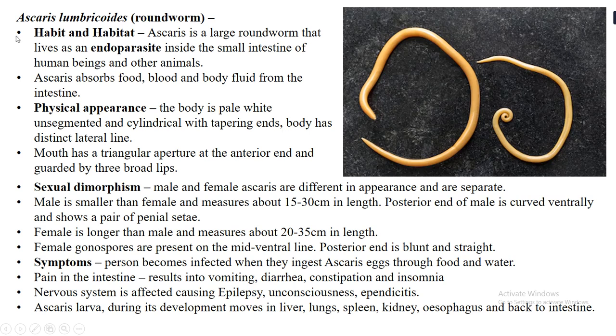The next one is Ascaris lumbricoides, which is also called roundworm, and this is also an endoparasite. It lives in the small intestine of human beings and other animals. This Ascaris feeds on or absorbs the food, the blood and the body fluid from the intestine of the organism. Speaking about the physical appearance of this roundworm, the body is pale white, unsegmented, cylindrical with tapering ends that you can see.